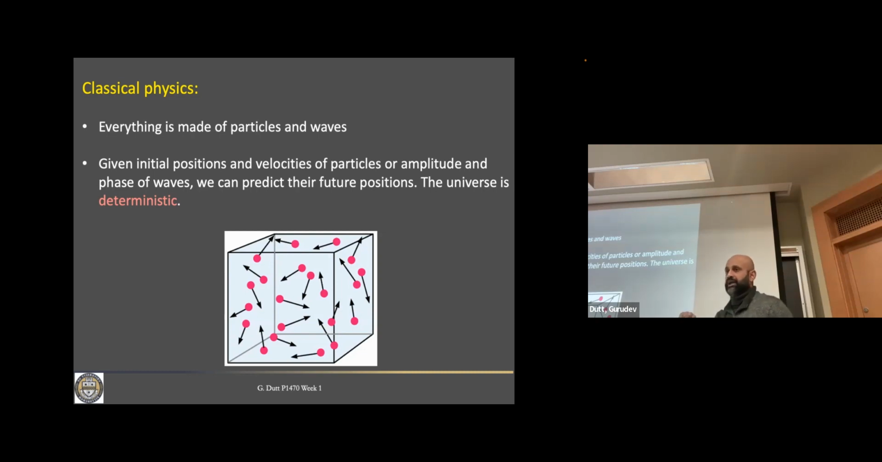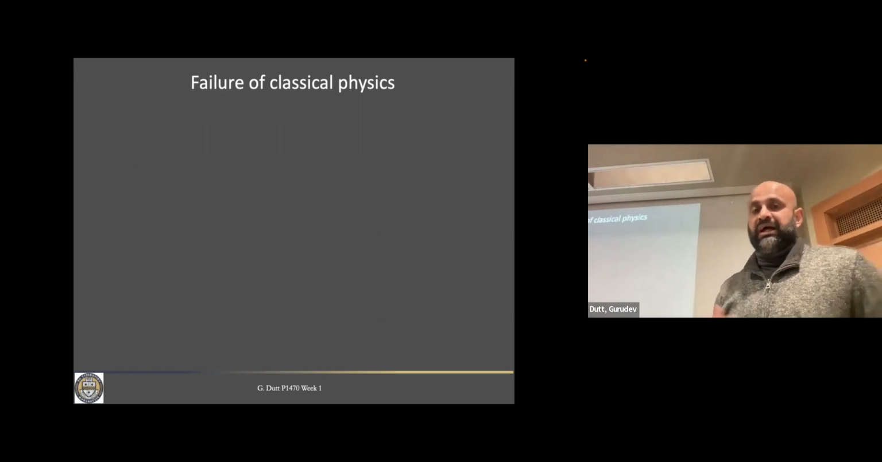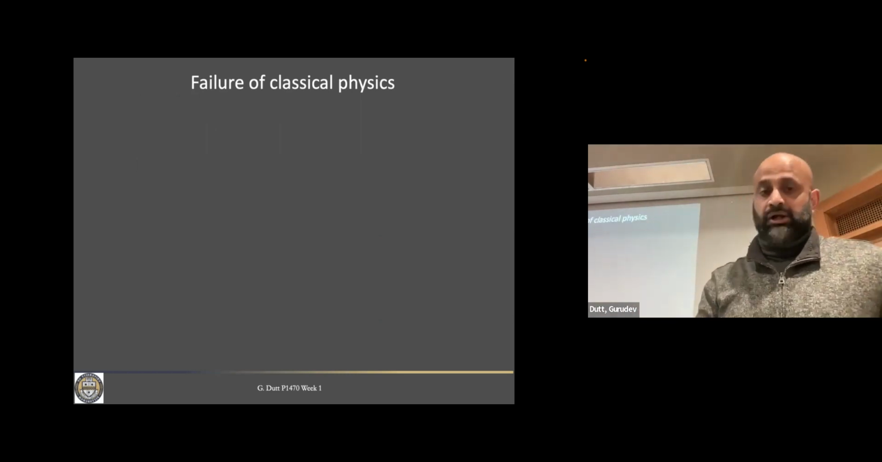Except of course thermodynamics said, if you get to large numbers of particles, we're going to take a probabilistic approach. But in principle, everything was deterministic. If I told you all the positions and velocities of all these particles, we could predict exactly what is happening. Or if I told you all the amplitudes and phases of all the electromagnetic waves in the universe, I could predict exactly what would happen to that wave later on in time. But then classical physics started to fail.